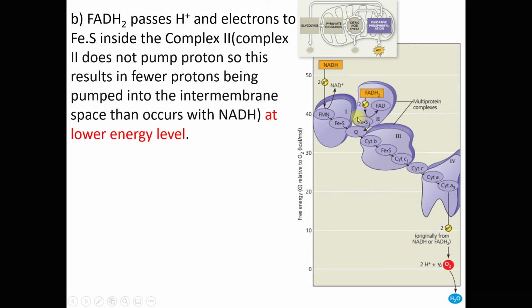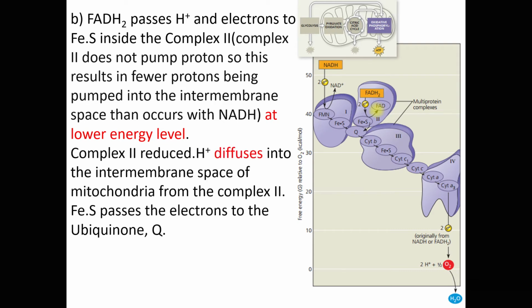And then this FADH2, right, I forgot to mention, when this FADH2 passes electrons to the FeS, iron sulfur, inside the complex 2, the electrons are passed at a lower energy level. So when the iron sulfur protein inside the complex 2 receives the electrons from the FADH2, what happens? This complex 2 is reduced. Then the hydrogen or protons that this complex 2 receives from the FADH2 will diffuse into the intermembrane space of the mitochondria from the complex 2.